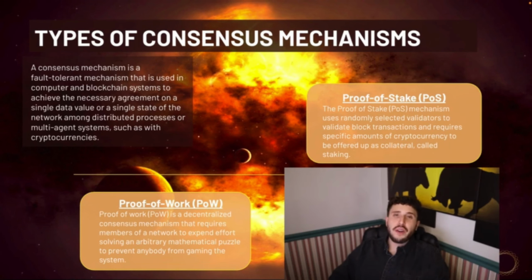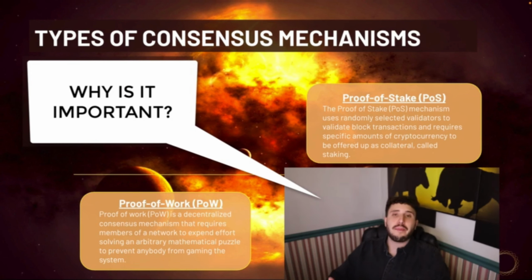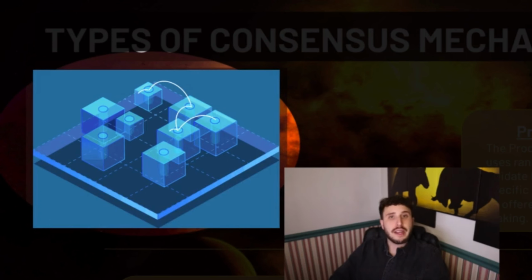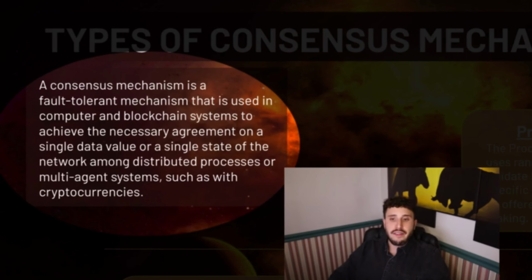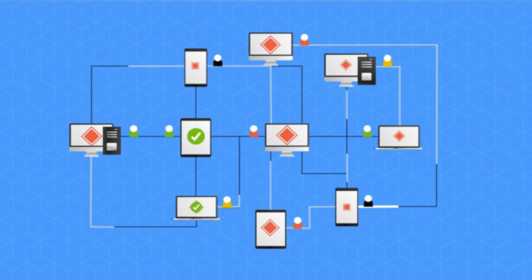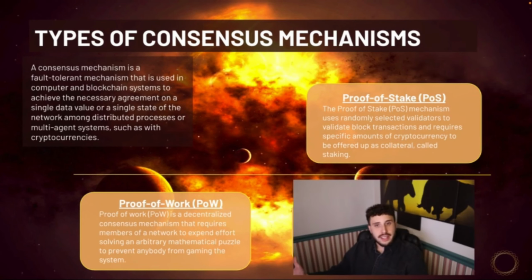And in this video, we're going to go over types of consensus mechanisms, and what even is consensus anyways, and why is it important with blockchain and cryptocurrency. So starting off with a recap, a synopsis. A consensus mechanism is a fault tolerance mechanism. It's used in computer and blockchain systems to achieve the necessary agreement or consensus on a single data value or a single state of the network, such as with cryptocurrencies. So blockchains and cryptocurrencies are tied together. Types of consensus mechanisms are just ways to validate a single data value or reach consensus that a block is genuine, authentic, and they allow the transaction to go through.